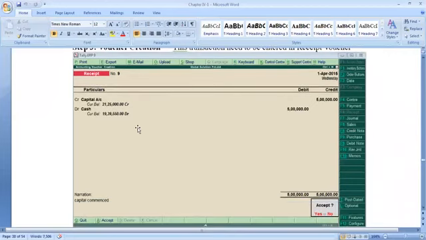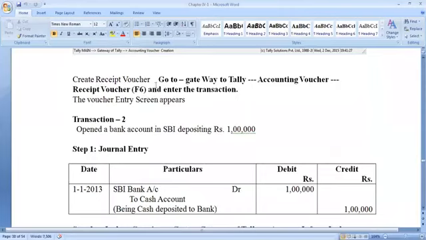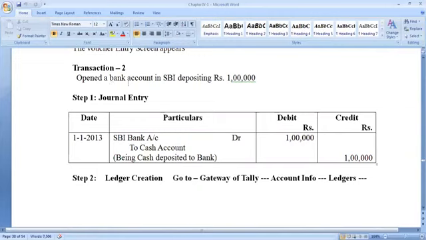So receipt voucher, credit the capital account, debit the cash. I told you in Tally ERP9, only the payment voucher takes the debit first and then the credit, but all the rest of the vouchers take the credit first and debit next. This is how the entry will be generated. Clear? Next. Create receipt: go to Gateway of Tally, Accounting Vouchers, Receipt Voucher, click on F6 and enter the transaction. Then open the bank account in SBI, depositing rupees 1 lakh.